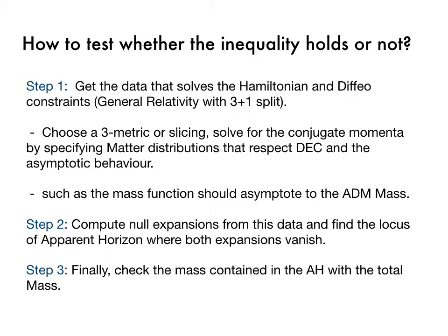Step 2 is to compute the null expansions from this data and find the locus of the apparent horizon. Find the location of the apparent horizon where both expansions vanish. That's the definition of a trapped surface. We want to know where that trapped surface is in order to find the mass within that trapped surface, or mass within the apparent horizon. So finally, step 3, we check the mass contained in the apparent horizon against the total mass, and thus find whether that inequality holds or is violated for that particular data.